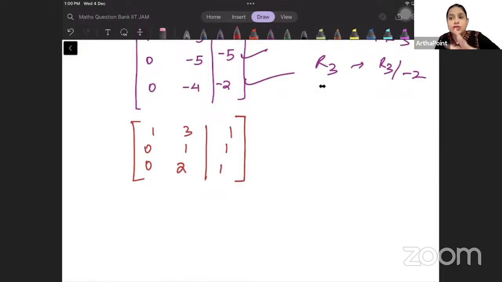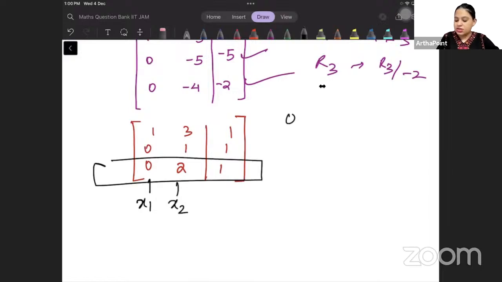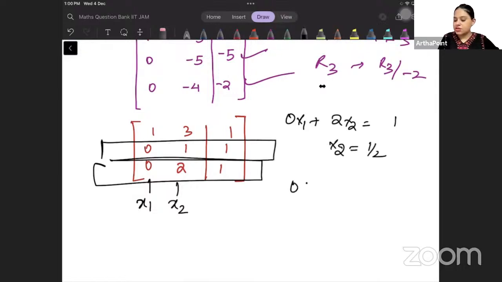So now here is the thing. You don't even have to simplify. Just look at the last two rows. This is x1, this is x2. This row tells me 0x1 plus 2x2 should be 1. So x2 should be half. This row tells me 0x1 plus 1x2 should be 1. So x2 should be 1.